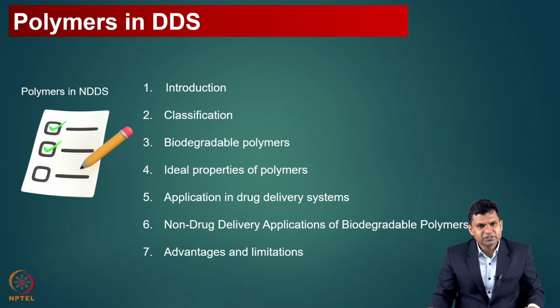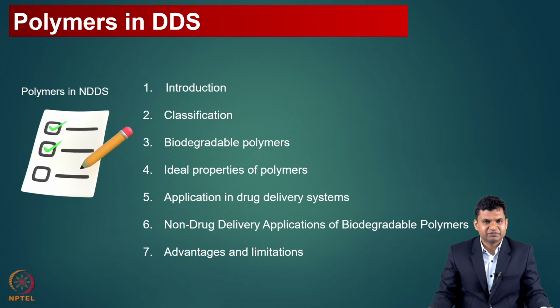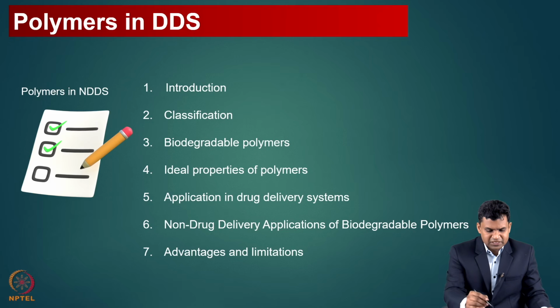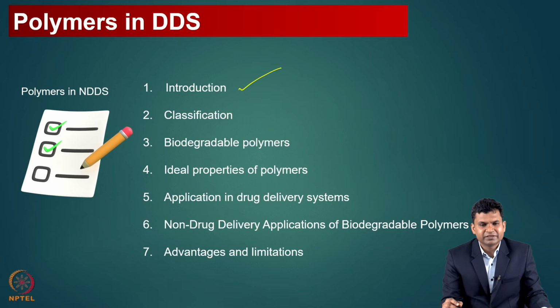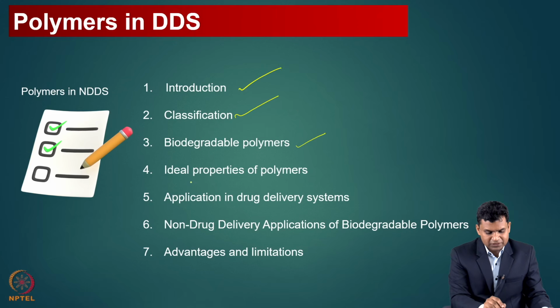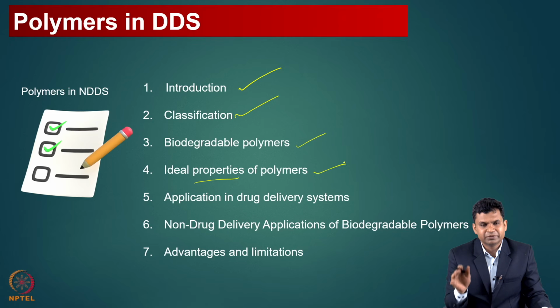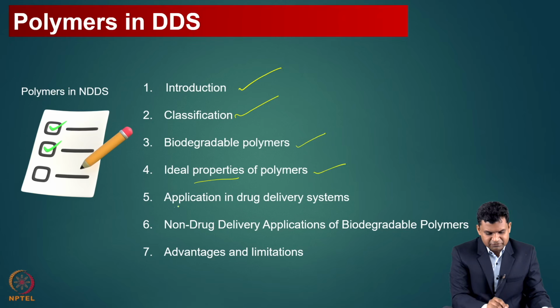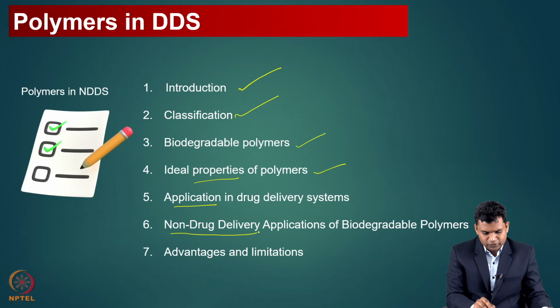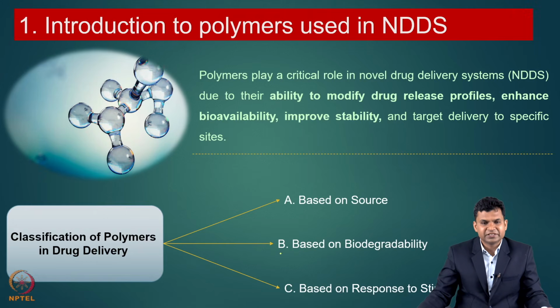So, here we are going to see a new topic, that is polymers used in drug delivery systems. This is today's flow of presentation. First we will see the introduction and then classification. What are the biodegradable polymers? What are the ideal properties for a polymer that will be used in a drug delivery system? And then we will see the applications, and a few examples of the non-drug delivery applications of these polymers, and then we will see the advantages and the limitations.